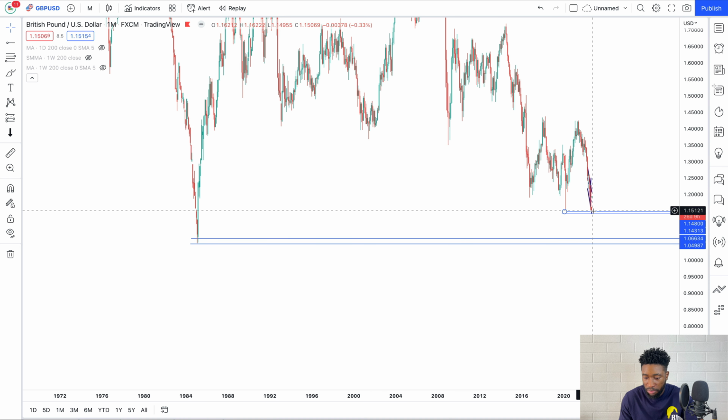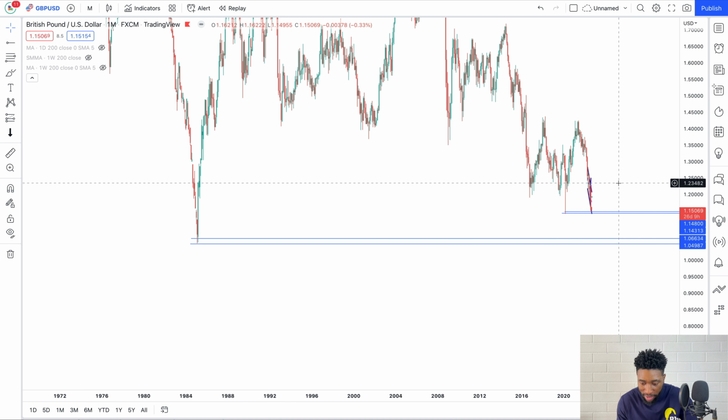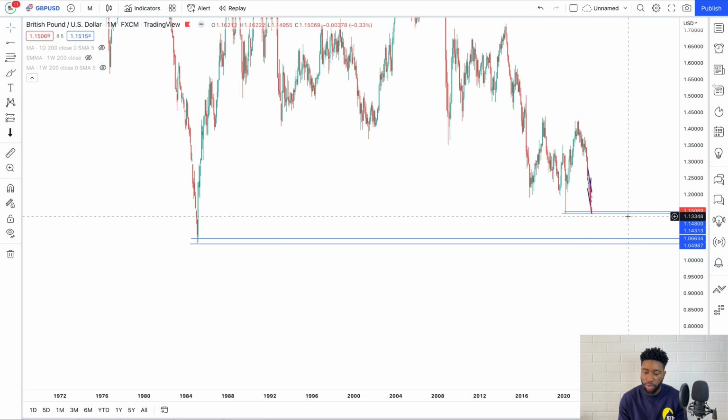So I think we're going to see some sort of bounce here, but for me to trade this bounce, I'm going to wait for price to actually get into this level, get some consolidation, and then a bullish breakout from that consolidation for me to go long, or a bearish breakout from that consolidation for me to go short, targeting these lower levels.